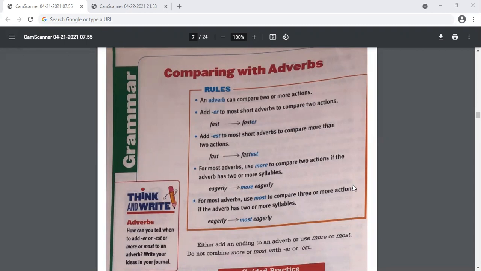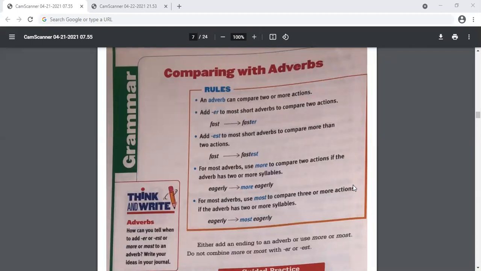So just like adjectives, we add er to most short adverbs when we are comparing two actions. For example, fast, faster, fastest. We also add est to most short adverbs to compare more than two actions. So if we are comparing two, we add er, and if we are comparing three or more, we add est. Remember, this is only for most short adverbs like fast, slow, big, small. And notice here how all of these have one syllable.